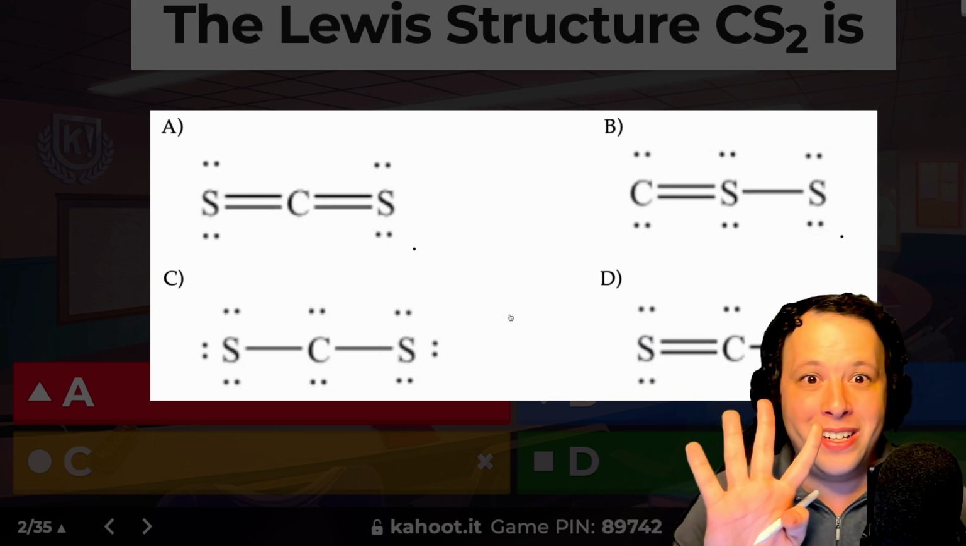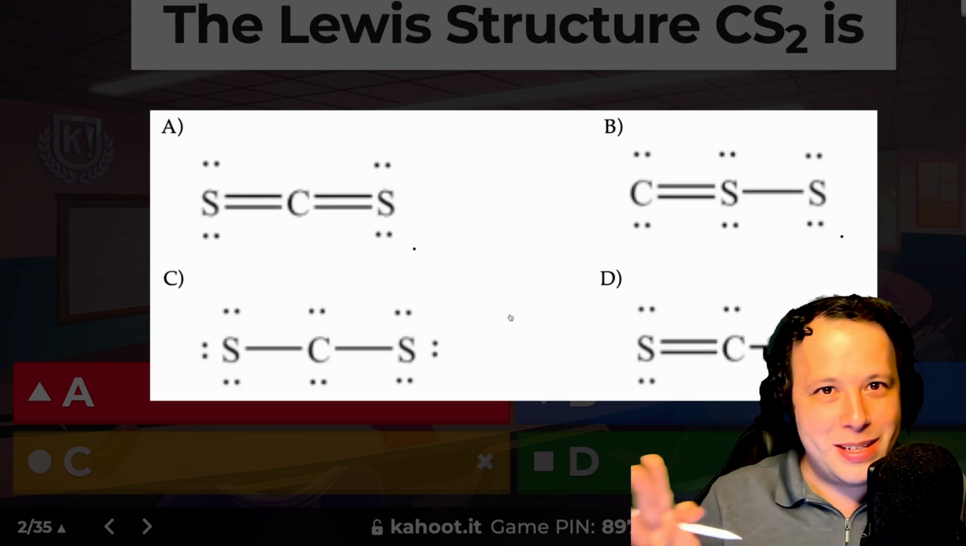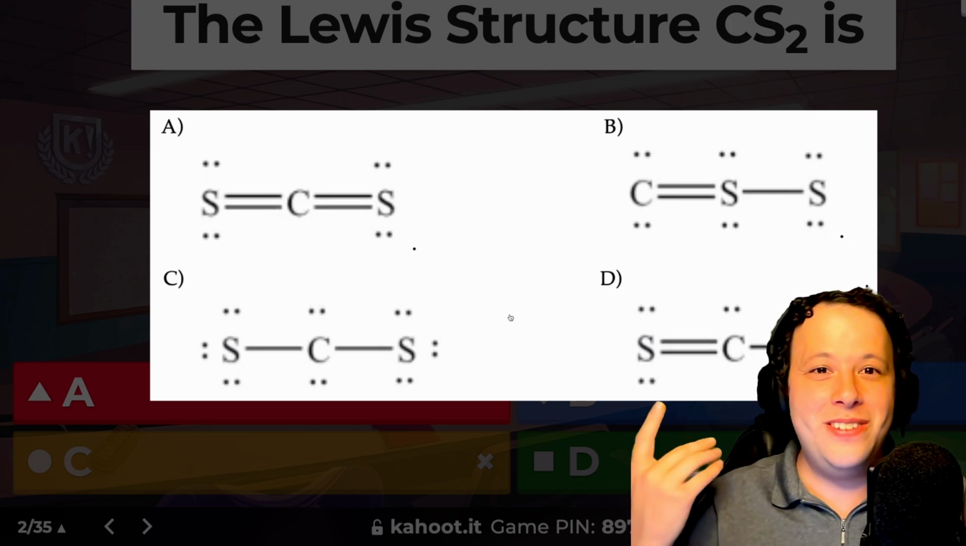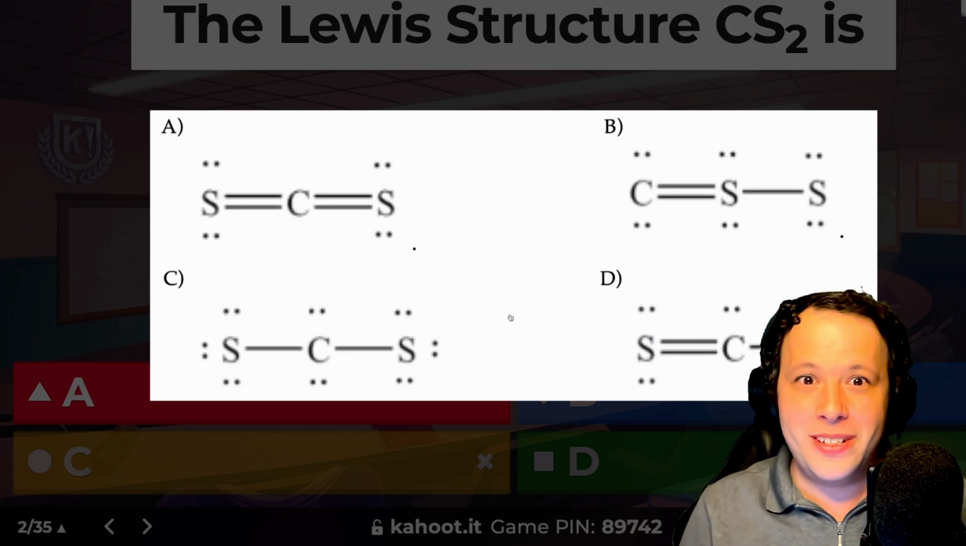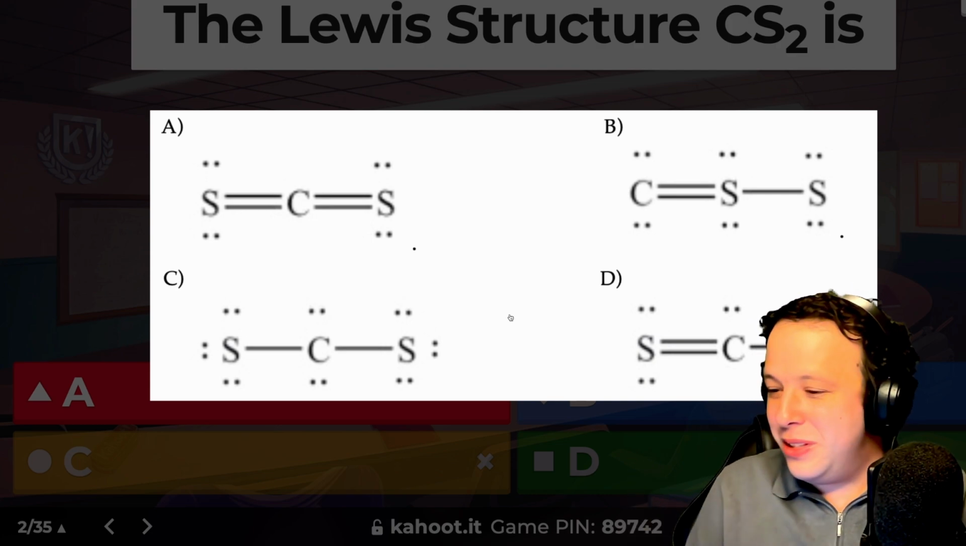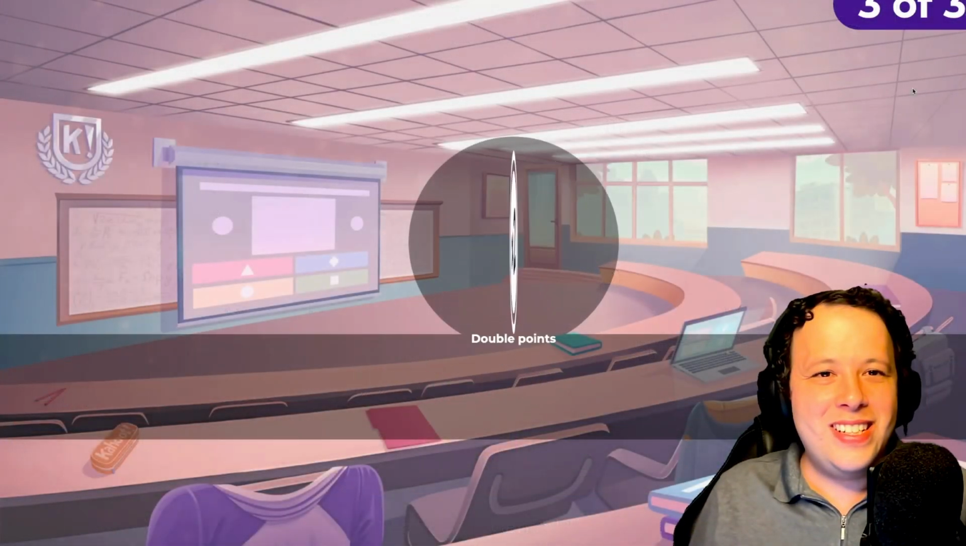Carbon makes 4 bonds, right? So what that really means is that it needs to somehow satisfy that requirement. So it needs the 2 double bonds to make that possible. And sulfur needs 2 bonds, so it fits really well in that situation, right? Because it can do that. All right, so double points.